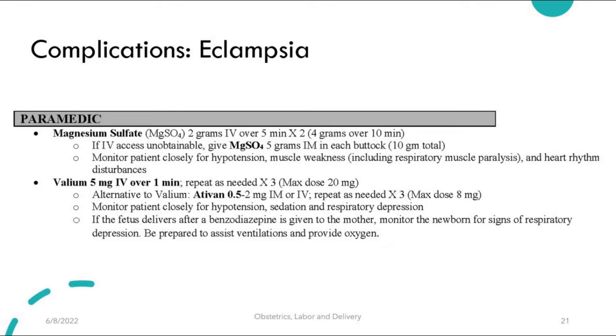At the paramedic level, we will give mag sulfate. That's 2 grams IV over 5 minutes twice, so that's a total of 4 grams over 10 minutes, and we do that in an IV infusion, or if we cannot get IV access, you can give it IM, but because of the sheer quantity of fluid that you're giving IM, you're going to want to choose a large muscle group, and so our protocols call for putting 5 grams in each buttock. You can give Ativan 0.5 to 2 milligrams either IM or IV, and repeat as needed up to a maximum dose of 8 milligrams.